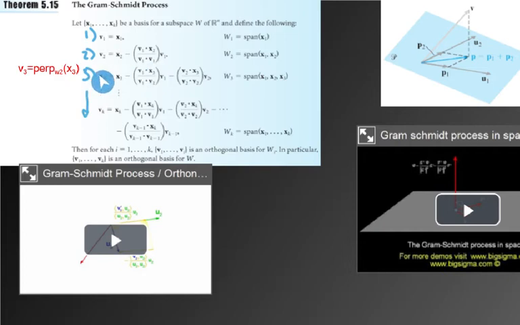To get a third perpendicular vector, you take your third vector x3 and you do x3 minus the projection of x3 onto v1, and then minus the projection of x3 onto v2, right? And then if you had a fourth, v4 is going to equal x4 minus the projection of x4 onto v1, minus x4 onto v2, minus x4 onto v3. And so on, okay?